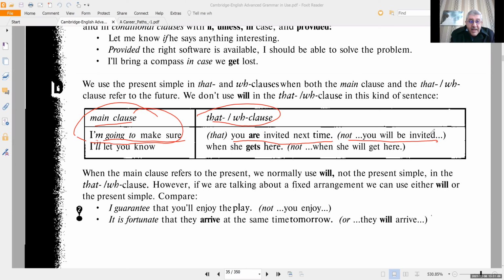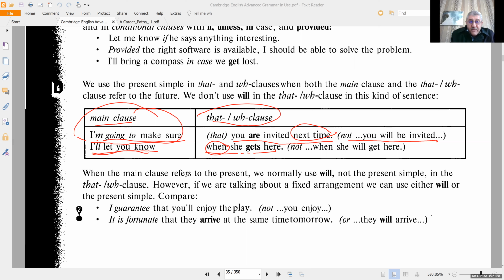هكذا اللغة. Let me know when she gets here. I'll let you know, or حتى let me know, or I'll let you know when she gets here. سأبلغك عندما تصل هنا. When she gets. فلاحظوا هنا نتكلم برضو على شيء له علاقة بالزمن. That you are invited next time. نتكلم عن بعد زمني محدد هنا بهذا الشكل.